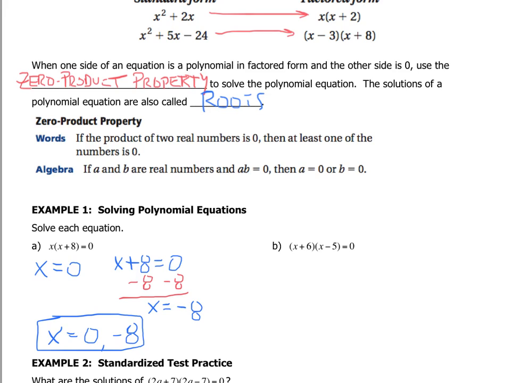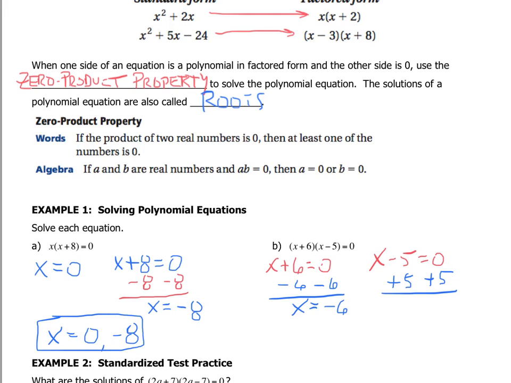So let's move on to the next one. This is also in factored form already. Again, if the expression x plus 6 equals 0, then the whole equation is fine. And if x minus 5 equals 0, then again, it would also work. So all I have to do is move the numbers to the other side. So x is negative 6, and I move the 5 across to get x equals 5. So my solutions are negative 6 and 5. And again, it's important that we have both of those solutions, or roots.